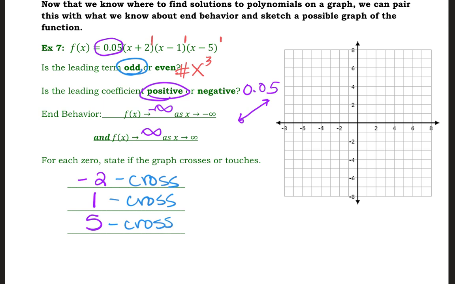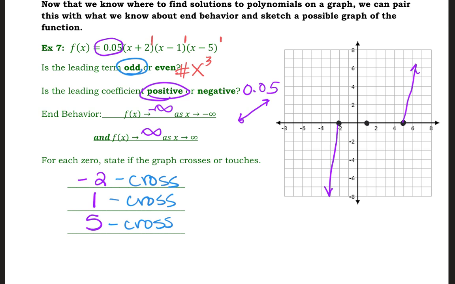So now we're going to graph it. Okay, we're going to graph a negative 2. We're going to graph a positive 1. And we're going to graph a positive 5. Now, this side, the left side, has to go toward the negative. So I know this one has to come down. I know the right side has to go toward positive infinity. So that's going to go up.